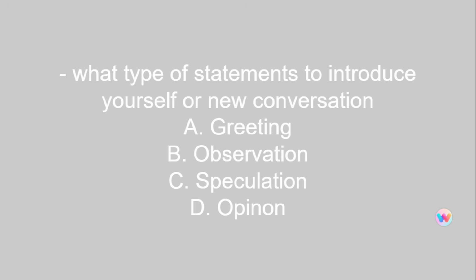Speculation. Speculation is when you are making a guess about something or someone. Opinion is you're making an opinion about something or someone. The best thing to do for this is think of the present. Using these four things, think about what you can say in the present.